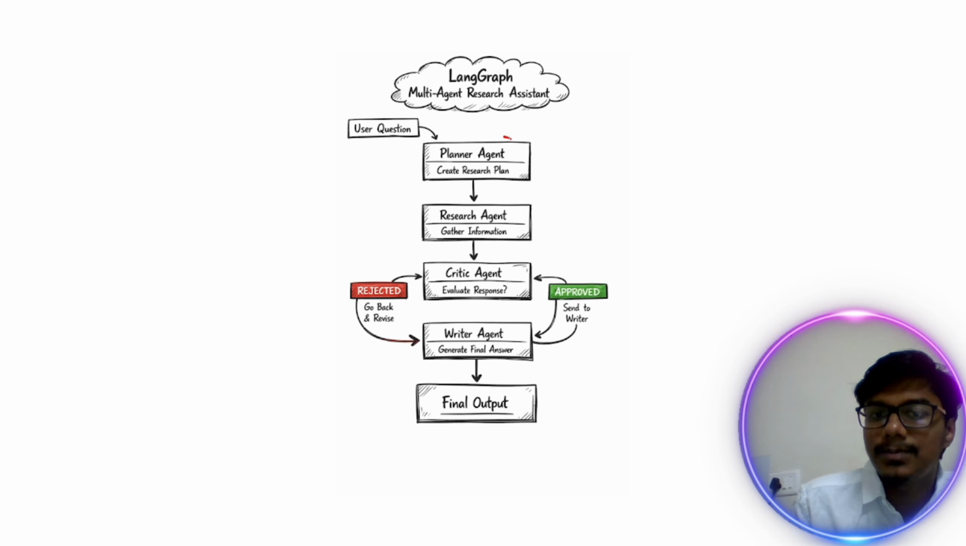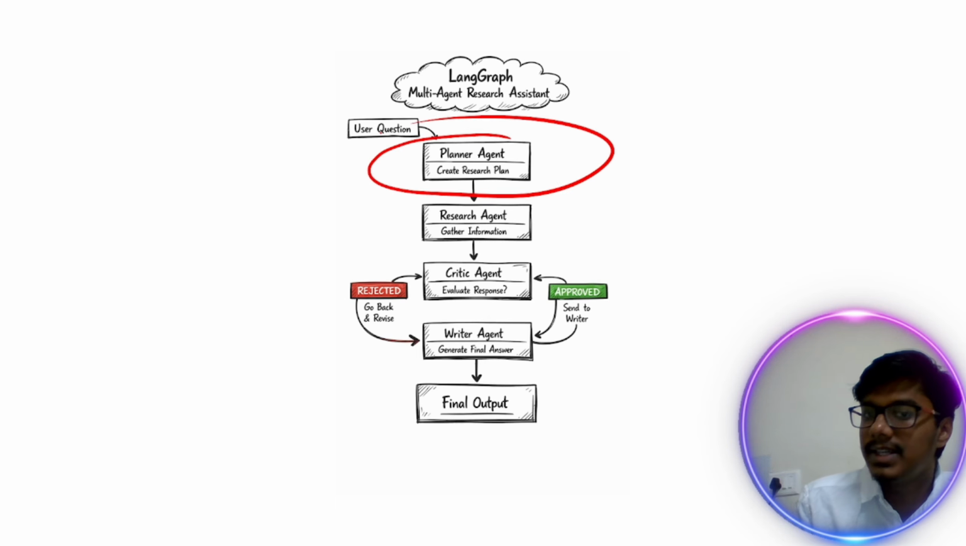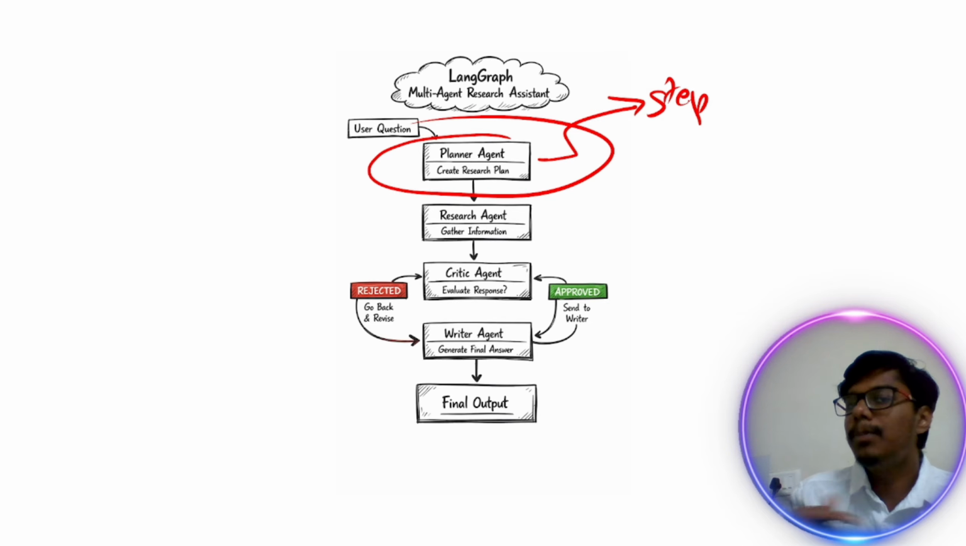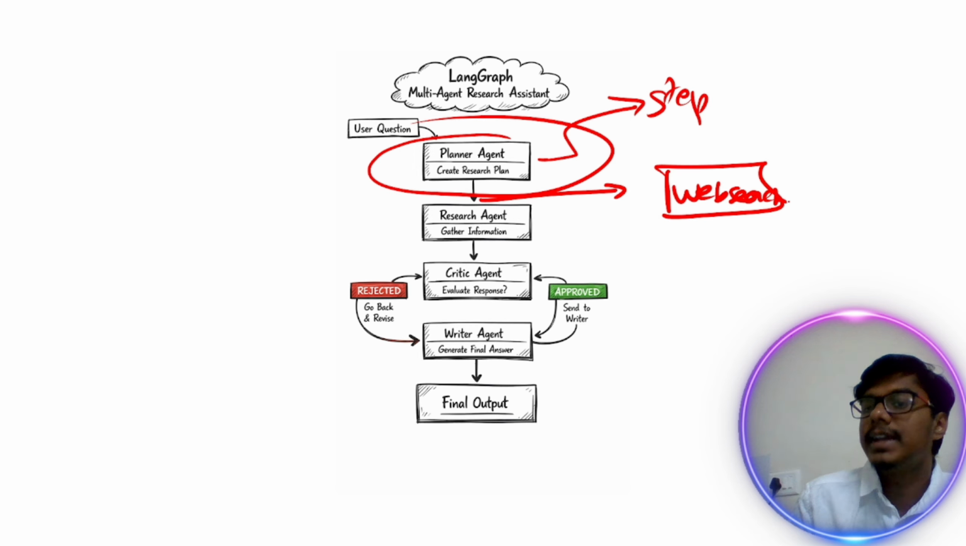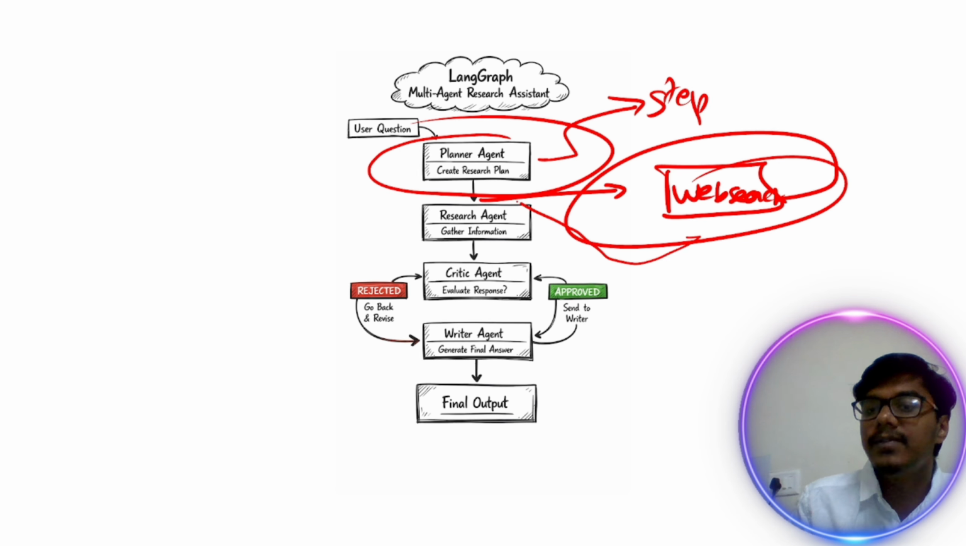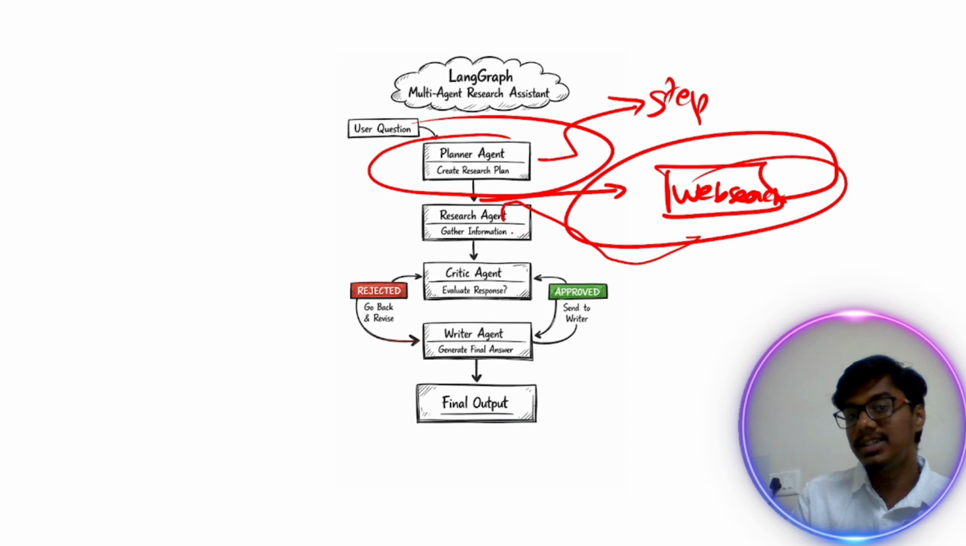The planner agent plans the content. It will create a plan step by step procedure. Here I just want to add one more thing, called the web search analyst. It searches the entire internet and gives the results to the research agent, and the research agent will give the result to the critic agent.